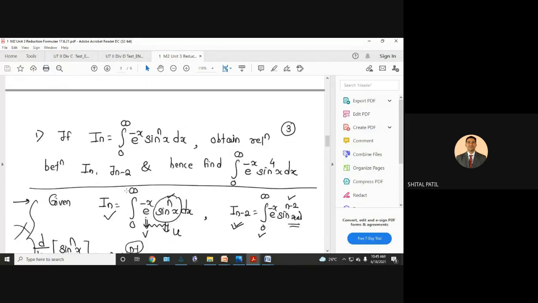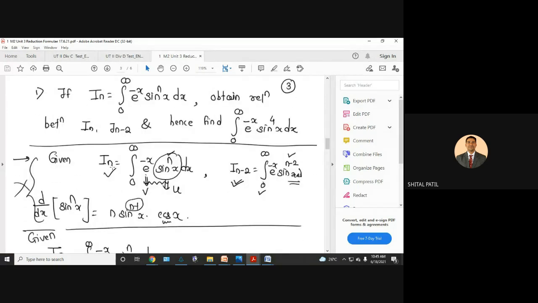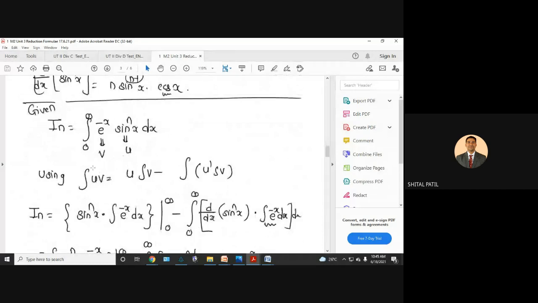Then we started with the first example. The question was like this: I_n equal to integration from 0 to pi by 2 of e raised to minus x sine raised to n x dx, and it is asked to find the relation between I_n and I_(n-2), and using that, we want to find I4. So here we want to use the integration by parts formula: integration of uv equal to u integration of v minus integration of u dash integration of v. To use this formula, we have to decide what u and v are.